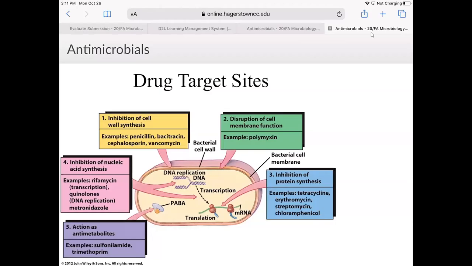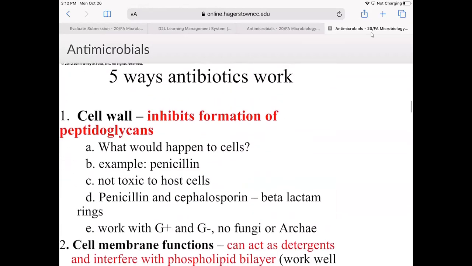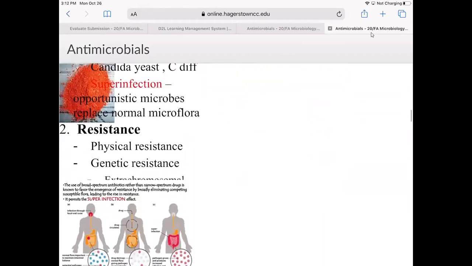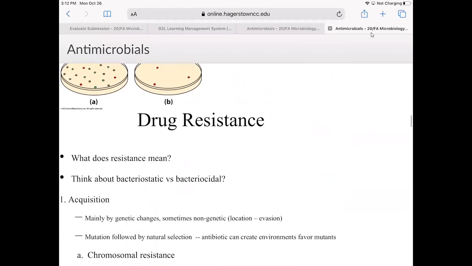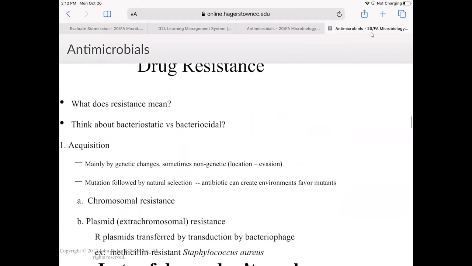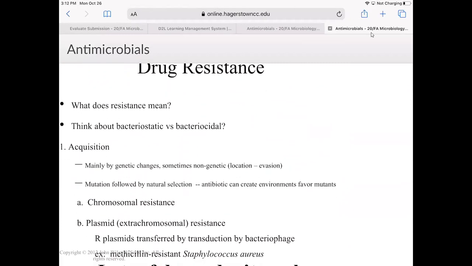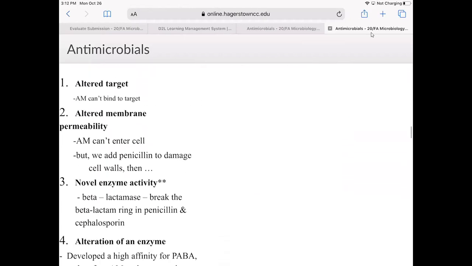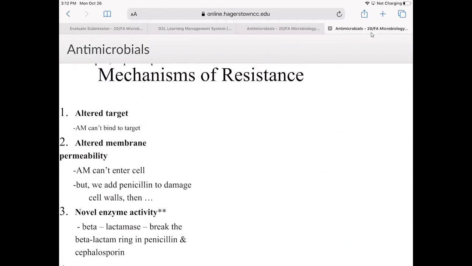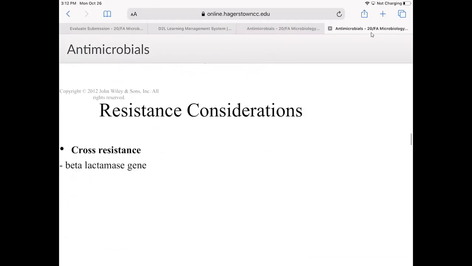Okay, so these are important because no matter what, the antibiotics that you're going to learn, they're going to fall into these categories. And then I have those listed out, and this is a mess. Then I want you to know big picture stuff like what is drug resistance? Where does it come from? Why do we care? Why is it a big deal? That's in there.